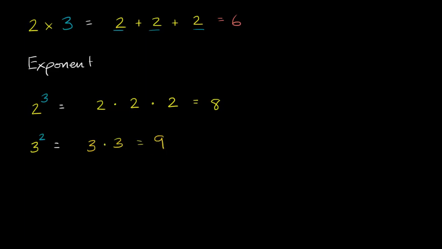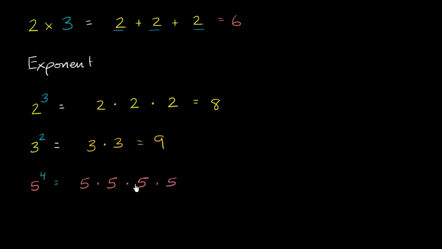Let's do a few more examples. What is, say, 5 to the fourth power? And what you'll see here is this number is going to get large very, very fast. So 5 to the fourth power is going to be equal to multiplying 4 5s. So 5 times 5 times 5 times 5.